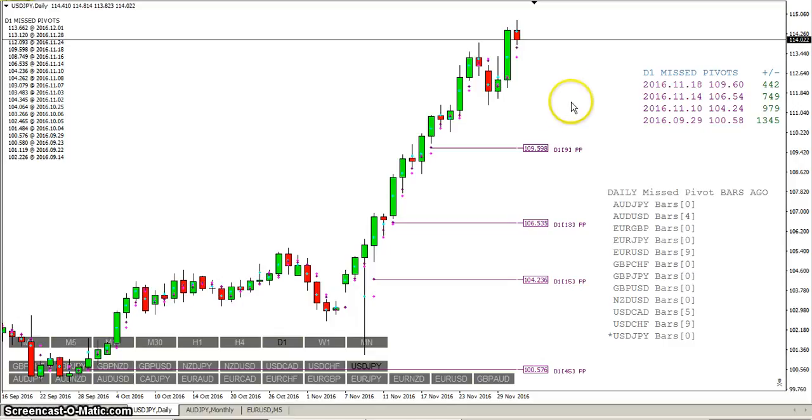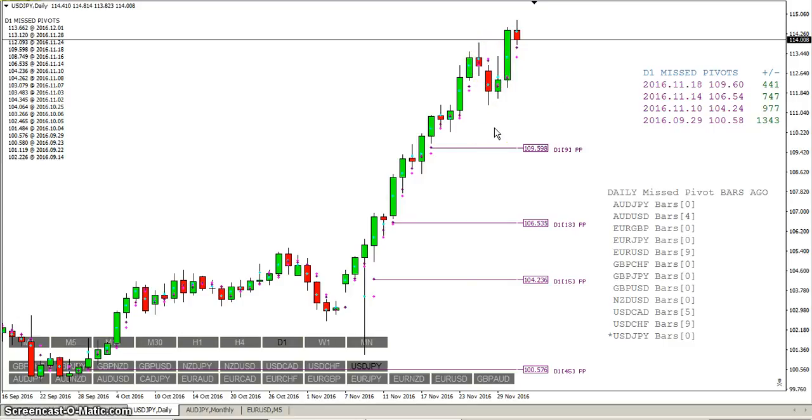And you can see today, so far, the dollar yen hasn't hit the pivot. You can see it hit the pivot yesterday and the day before, but then a couple of days ago, we had a missed pivot.